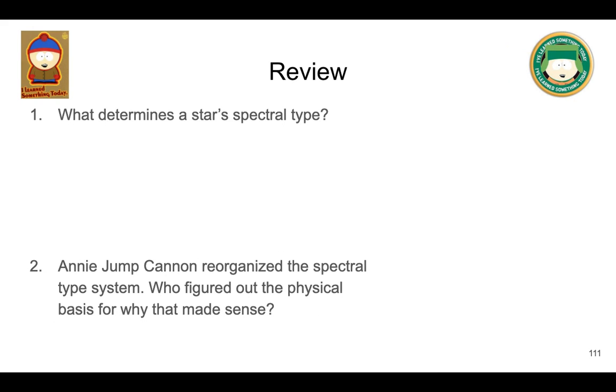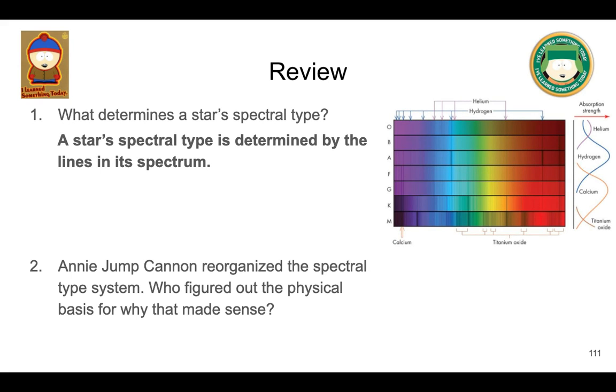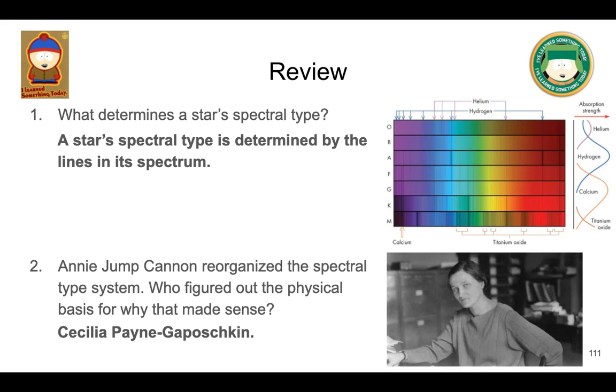So quick review. What determines a star's spectral type? The lines in its spectrum determine its spectral type. Annie Jump Cannon was the one who reorganized that complicated 17-letter system, got it down to 7, and put it in the correct order. A little bit after her, a colleague of hers came along and figured out the physical basis and why this actually makes sense. That person was Cecilia Payne-Gaposchkin. Very interesting person.